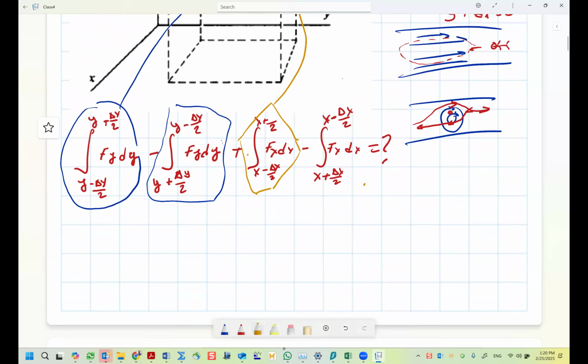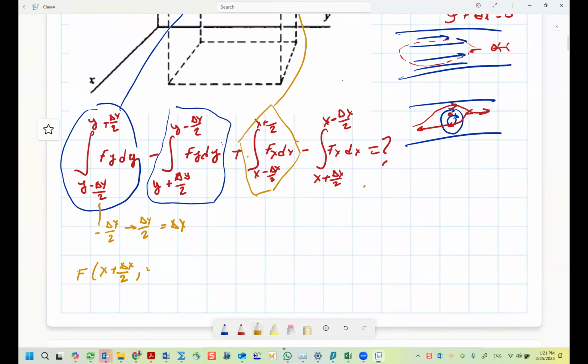And we're going to assume that the field is constant on each one of the points. Therefore, we simply multiply by delta y, because it goes from negative delta y by 2 to delta y by 2. So the integral is simply delta y. So we will have the function evaluated in the middle. The first one will be f of x plus delta x by 2, comma y, comma z, times delta y. That is what the first integral is, right?